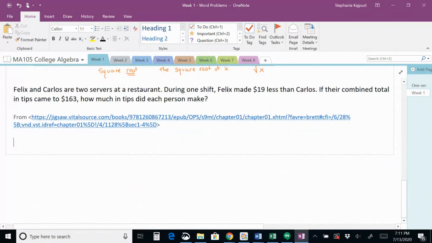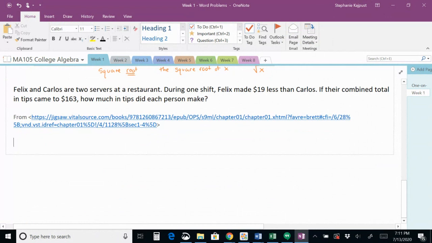Okay, so Felix and Carlos are two servers at a restaurant. During one shift, Felix made $19 less than Carlos. If their combined total in tips came to $163, how much in tips did each person make?